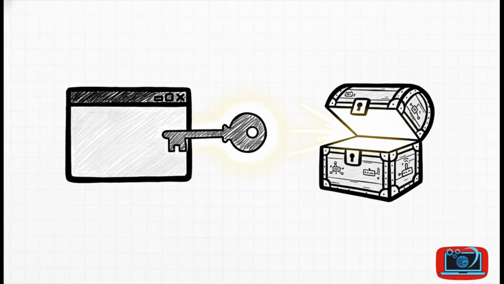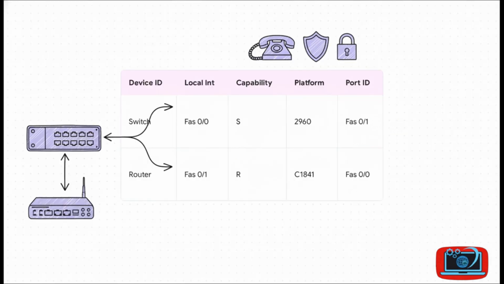And getting all this amazing information couldn't be simpler. It really comes down to just one command. You hop onto any Cisco device, type in show CDP neighbors, and just like that, the network starts telling you all its secrets.